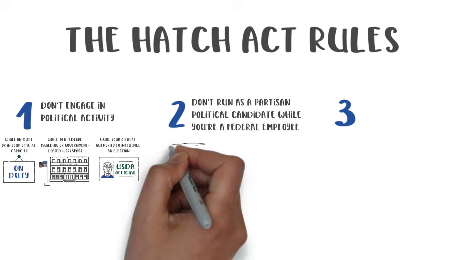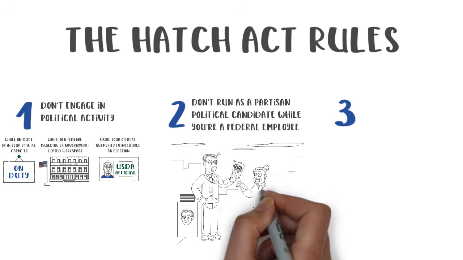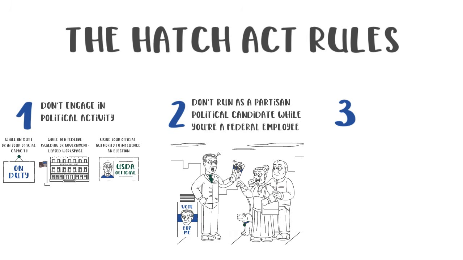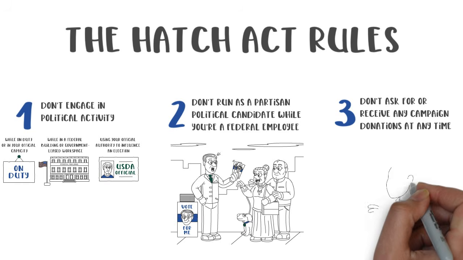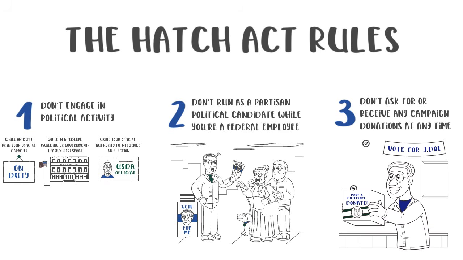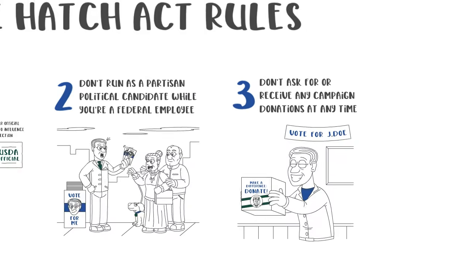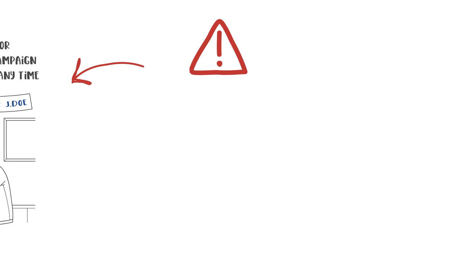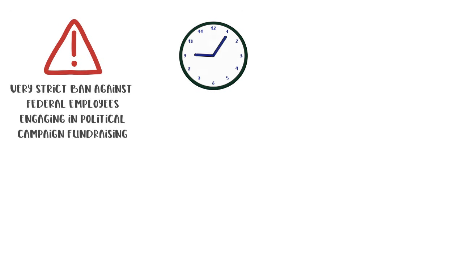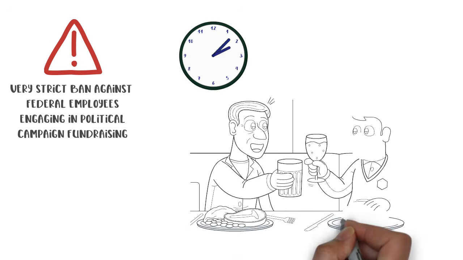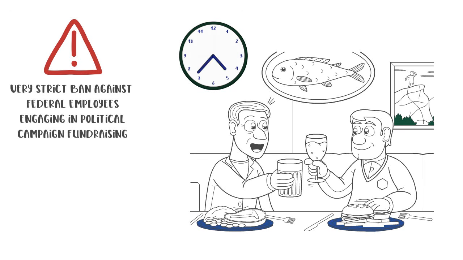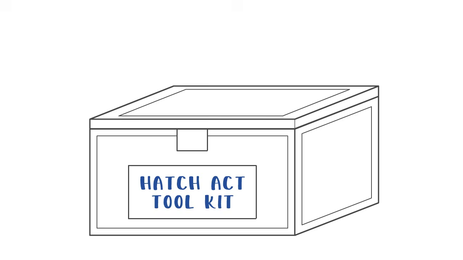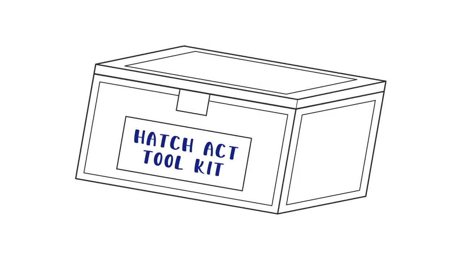Second, don't run as a candidate for partisan political office while you're a federal employee. And finally, third, don't ask for or receive any campaign donations at any time. This ban against federal employees engaging in political campaign fundraising is very strict and applies 24/7, even when you're off duty and not in a federal building. With these 3 principles, you should have the essential tools to ensure you observe the Hatch Act.